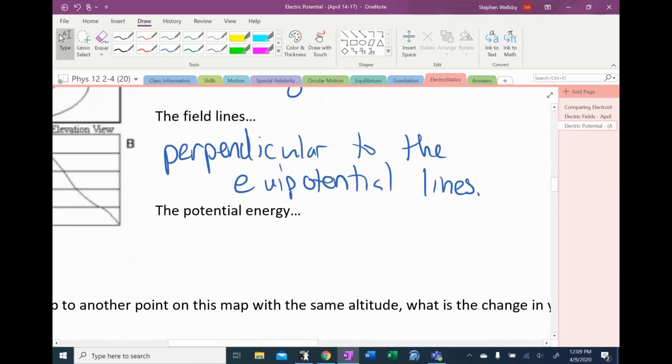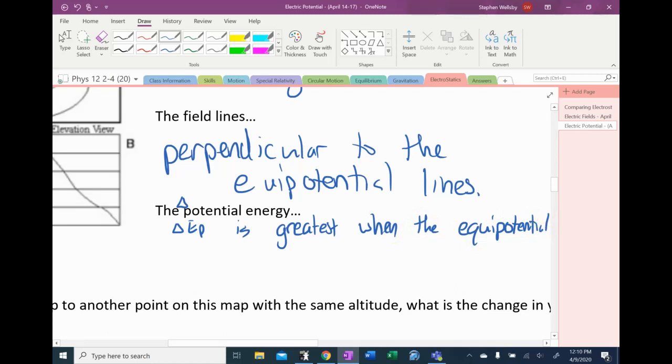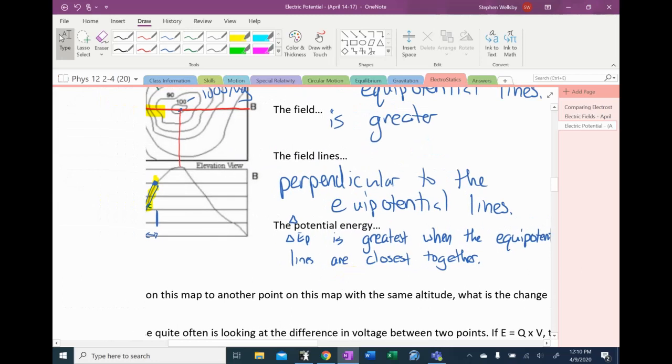And the potential energy, I guess what I should say here is the change in potential energy is greatest when the lines are closer together. So the change is greatest when the equipotential lines are closest together. And hopefully that makes sense.